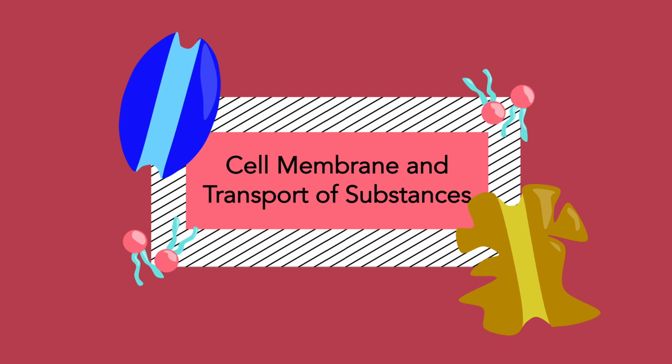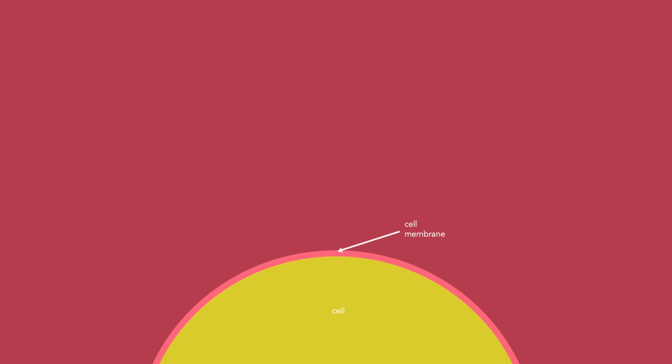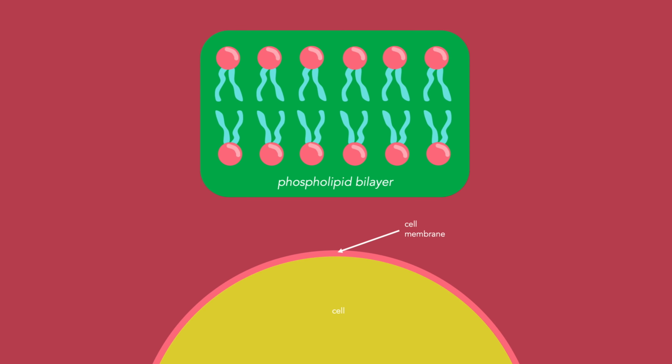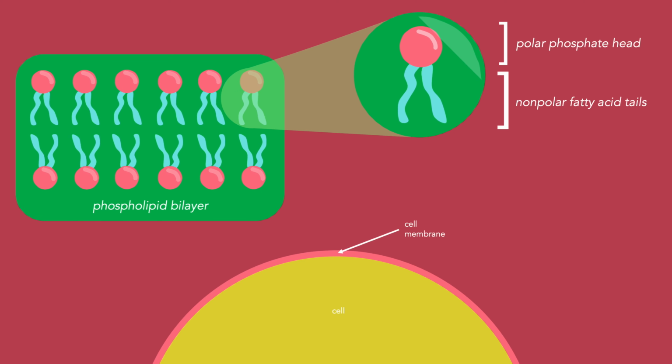In this video, we will explain how the structure of the cell membrane aids its function and how substances are transported in and out of the cell. Cell membranes, also known as plasma membranes, are primarily made of a bilayer of phospholipids. Phospholipids are amphipathic molecules with polar heads and nonpolar tails. When forming the cell membrane, the nonpolar tails face each other, while the polar heads interact with either the cytoplasm of the cell or the outside environment of the cell.